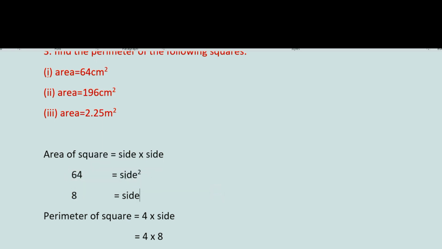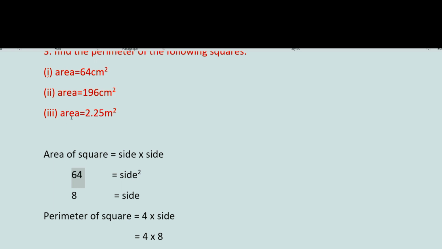ये साइड स्क्वायर है इधर, ठीक है, और ये स्क्वायर को जब इस साइड लाया जाए तो ये क्या हो जाएगा, रूट 64. तो root 64 if you take out, it will come 8. So square root of 64 is 8, means side of the square is 8. So if you got side of the square, you can take out perimeter. Perimeter formula is what? Perimeter of square 4 into side, means 4 8s are 32 cm.